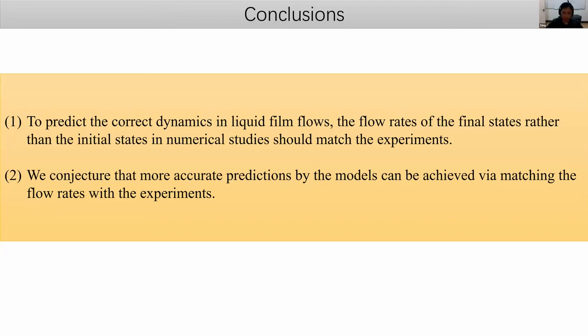So the major conclusion from this study is that to predict the correct dynamics in liquid film flows, the flow rates of the final states rather than the initial states in the numerical studies should match the experiments. And we also conjecture that more accurate predictions by the models can be achieved by matching the flow rates with the experiments.